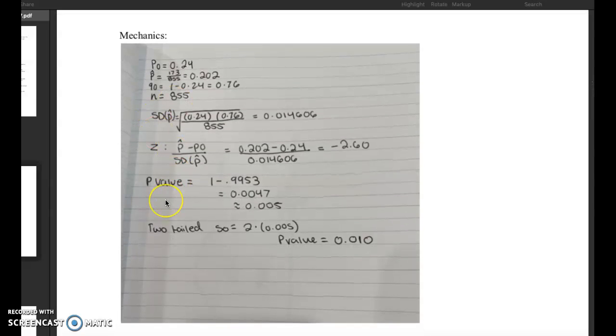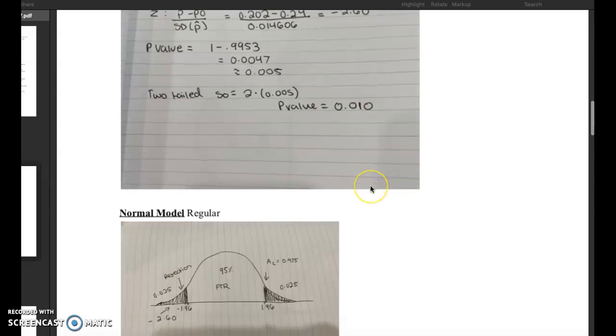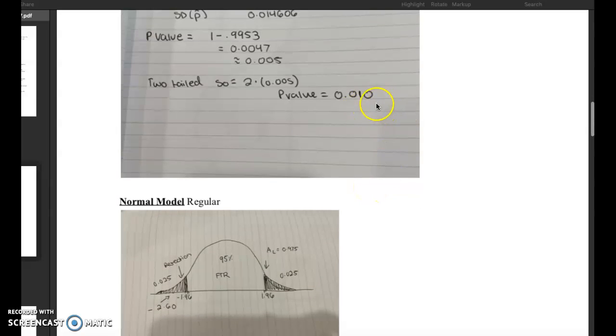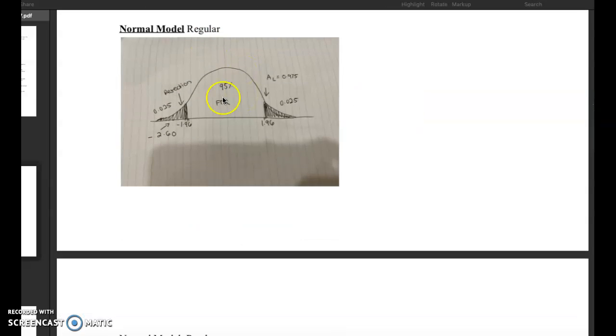You can see all values found here, like the p-value, the z-score, the standard deviation, all that's required in order to find the values we need to conclude. So the p-value I ended up getting was 0.005, but since it was a two-tailed test, I would have to multiply that by 2. So the p-value was 0.01. And since that is lower than the alpha level, we can already tell with our regular normal model that it is in the rejection zone.